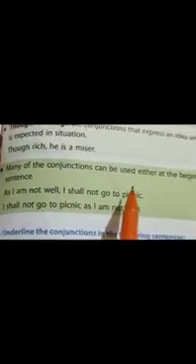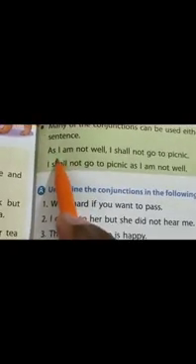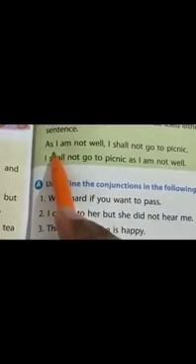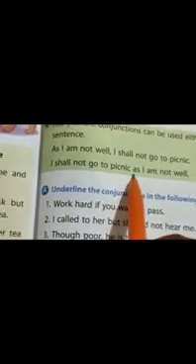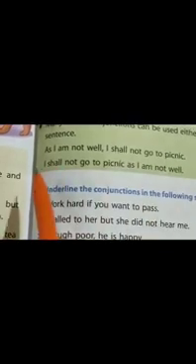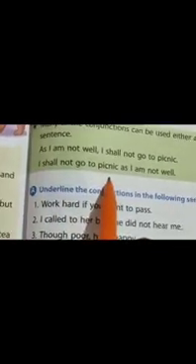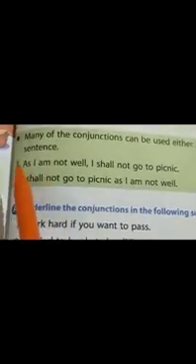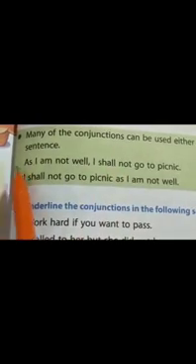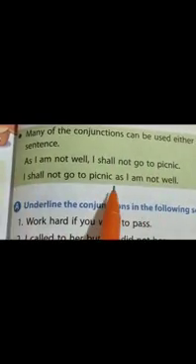Many conjunctions can be used in the beginning, like as, okay, or in the middle. As I am not well, I shall not go to the picnic. I shall not go to the picnic as I am not well. So like this. Okay. Conjunctions can be used either in the beginning or in the middle as well.